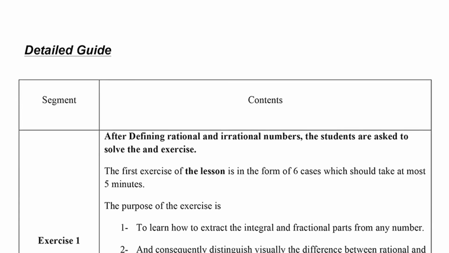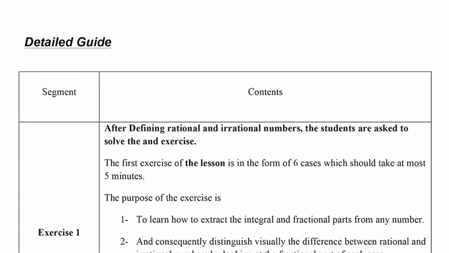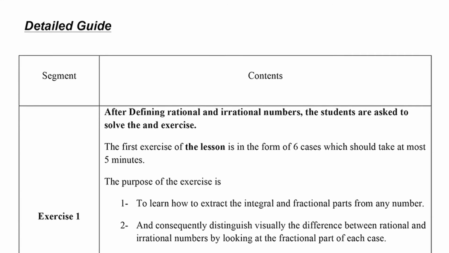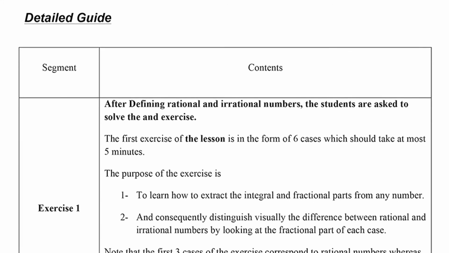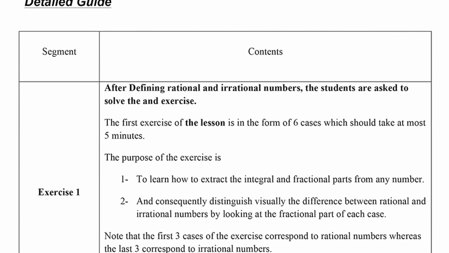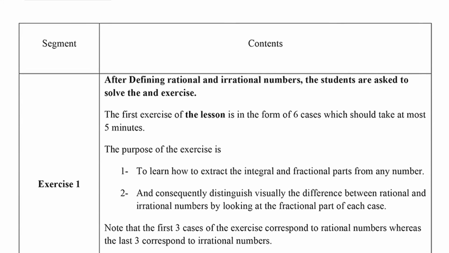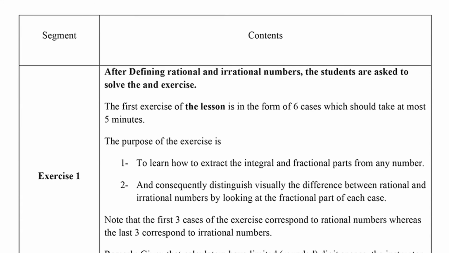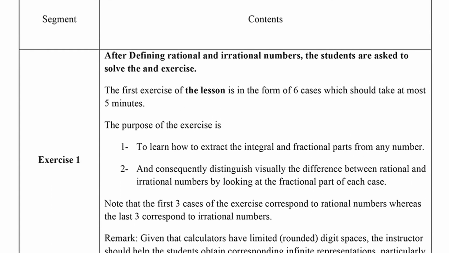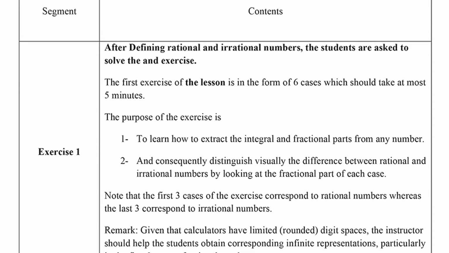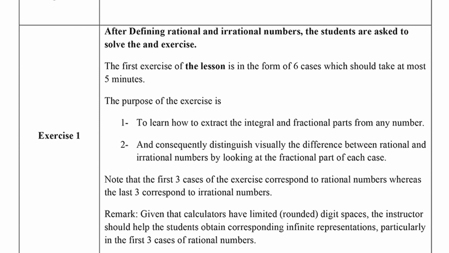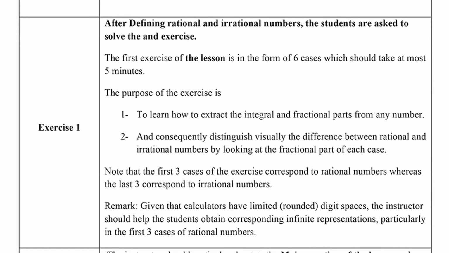After defining rational and irrational numbers, the students are asked to solve the first exercise. The first exercise of the lesson is in the form of 6 cases, which should take at most 5 minutes. The purpose of this exercise is to learn how to extract the integral and the fractional parts of any number, and consequently distinguish visually the difference between rational and irrational numbers by looking at the fractional part of each case.